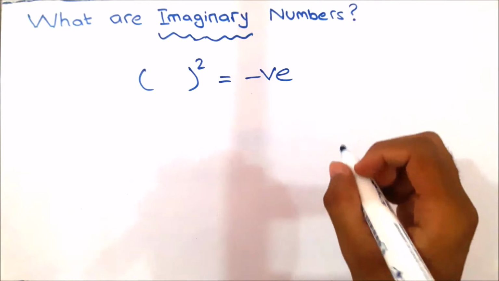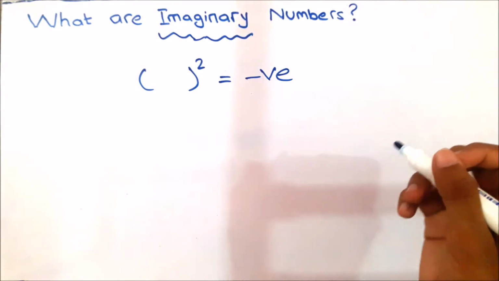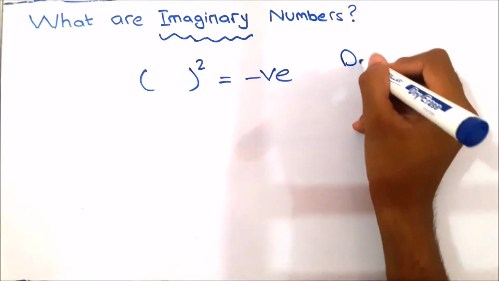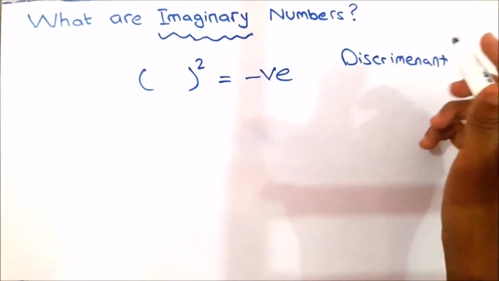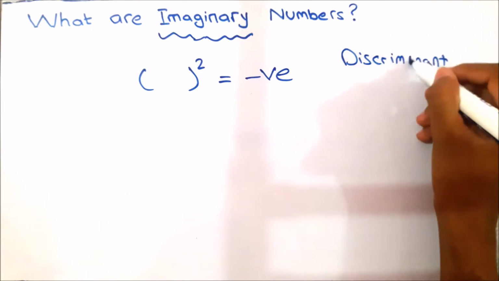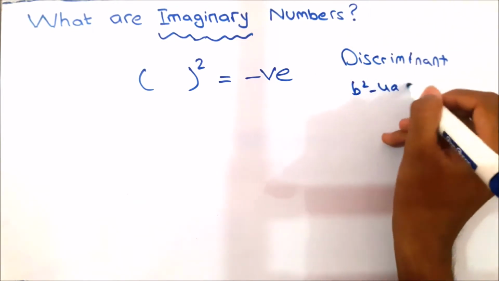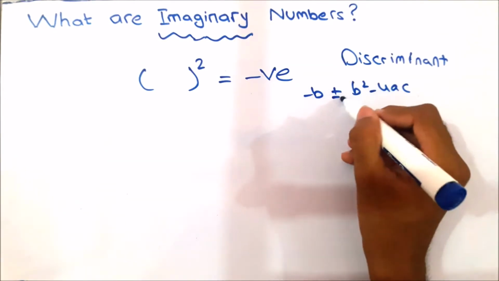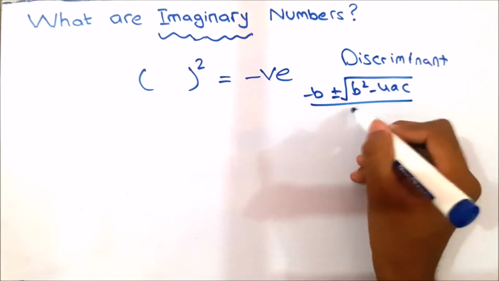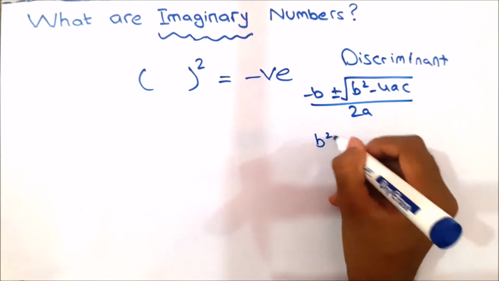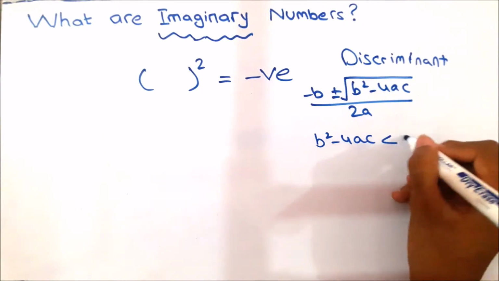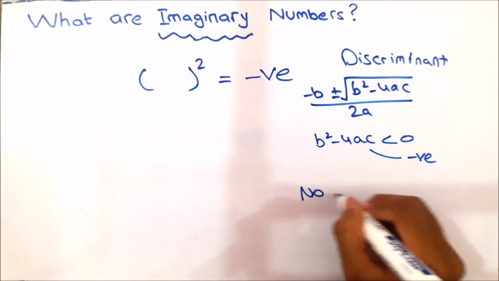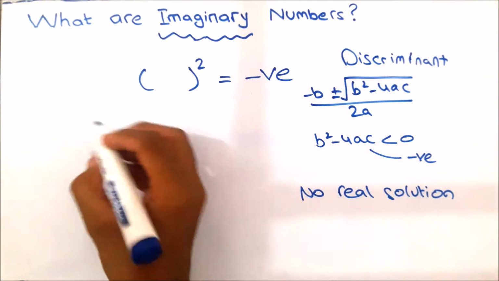You remember when finding the number of roots of a quadratic equation, we used to solve the discriminant, that was b squared minus 4ac. It was a part of the quadratic formula, minus b plus minus under root b squared minus 4ac, divided by 2a. Remember when b squared minus 4ac was less than 0, or negative, we used to have no real solution. Okay, let's solve this quadratic equation.